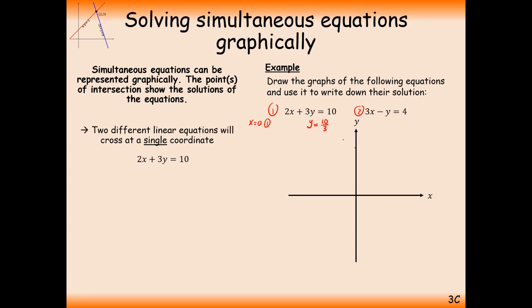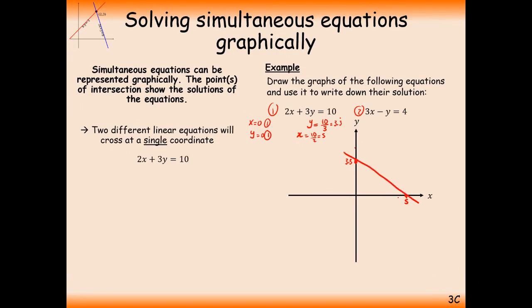So the y-intercept is 3.3 recurring, somewhere here. And to find the x-intercept, you substitute y equals 0 into equation 1. When y is 0, 2x is 10, so x is 10 over 2, which is 5. Therefore, it would go through these points. Once you know the x and y intercepts, get your ruler and join them with a straight line.